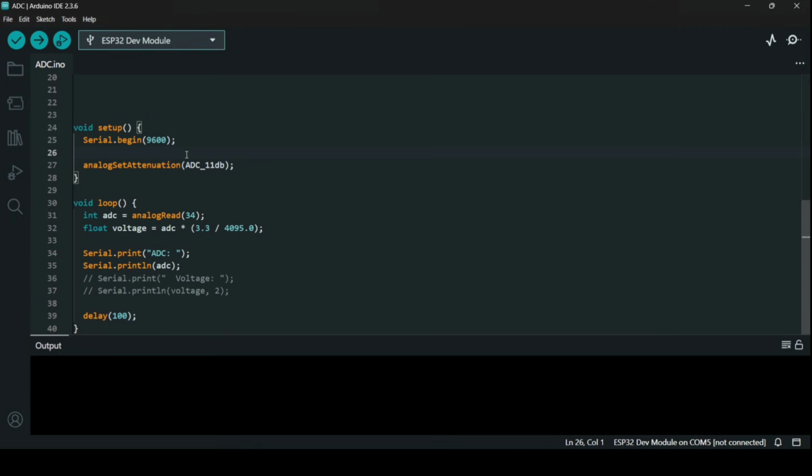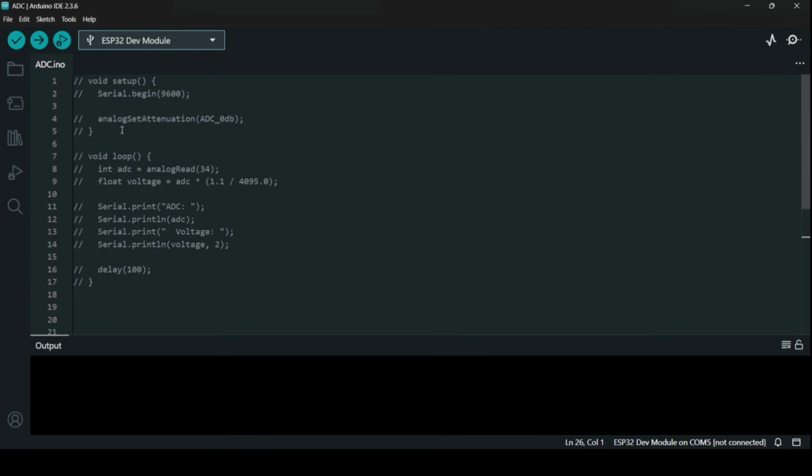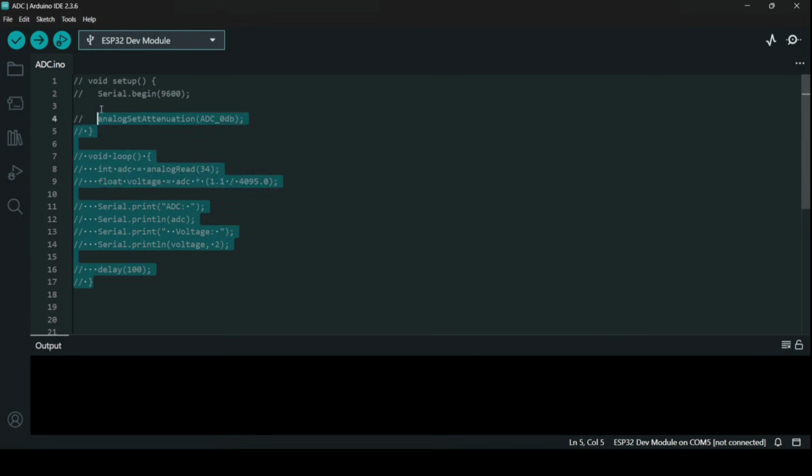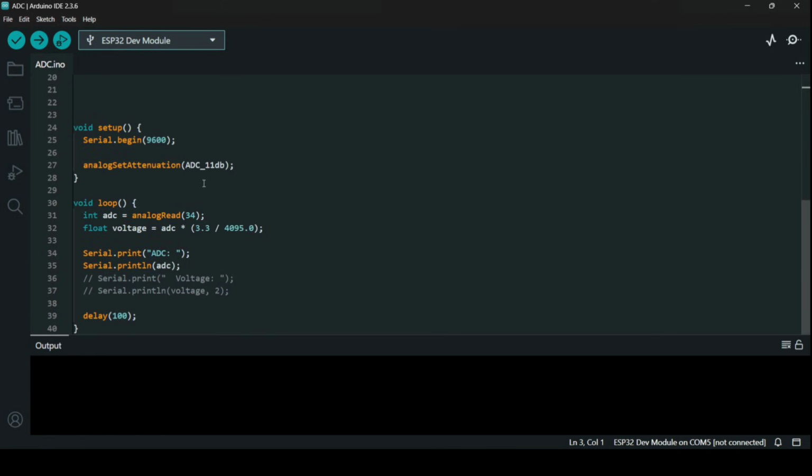Now in this program I am using the attenuation value of 11 decibel, and the input voltage limit is set to 3.3 volt, right? Because for 11 decibel the maximum input voltage limit is 3.3 volt, and all other things are similar to the previous program. Here is 1.1 and here is 3.3. So with this program you will see that we get the maximum ADC value for the full range of the potentiometer. But for the previous program the saturation will occur very quickly, because in both cases we are providing the input voltage to the potentiometer equal to 3.3 volt.